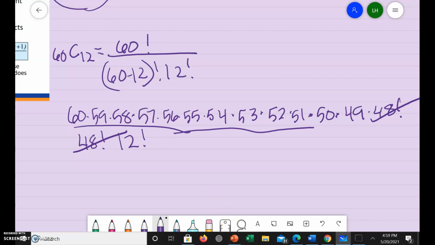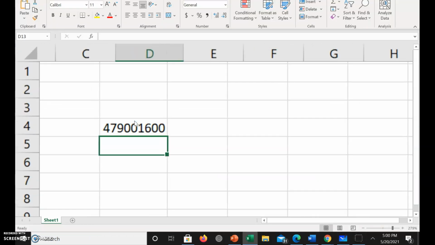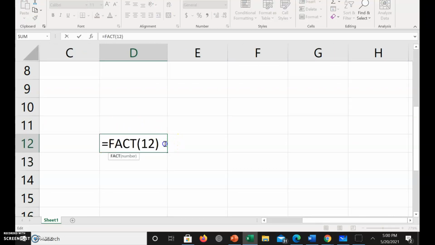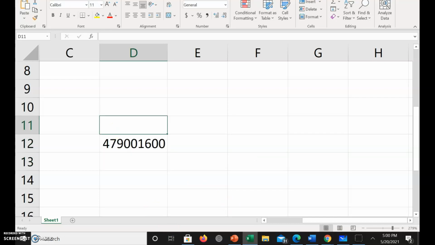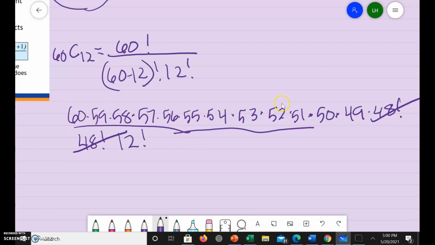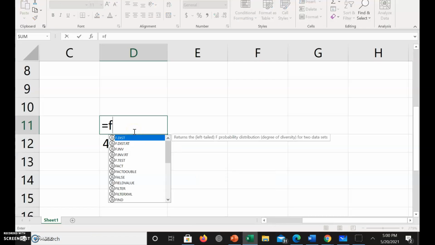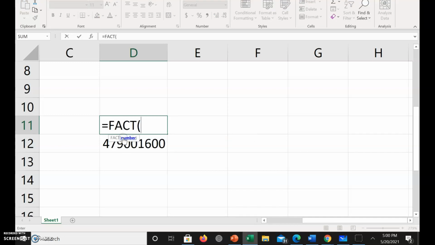Let me open Excel real quick. Okay, so let me zoom in to show you how I got 12 factorial. You're going to put in equals fact, and you can do 12. Now what you could do on the top, instead of having to multiply all of that in your calculator, you could just put in 60 factorial on the top. So equals factorial 60.